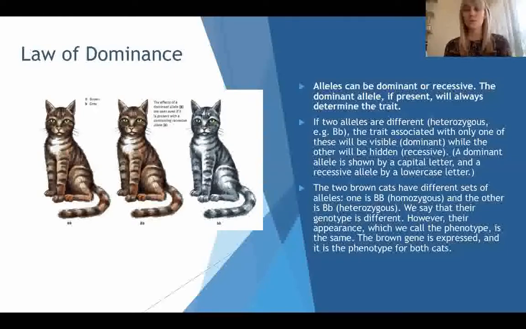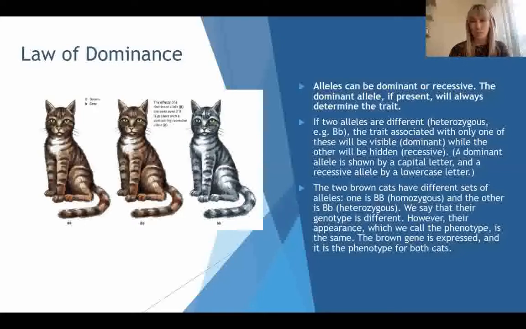Okay, so if 2 alleles are different, heterozygous, for example Bb, the trait associated with only one of these will be visible, the dominant one, while the other will be hidden, recessive. A dominant allele is shown by a capital letter and a recessive by a lowercase letter.